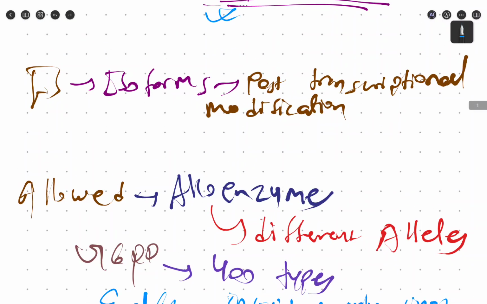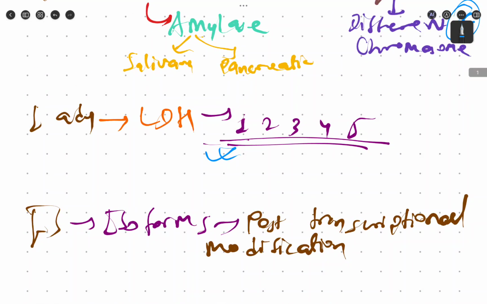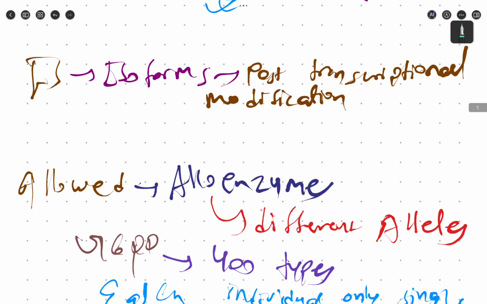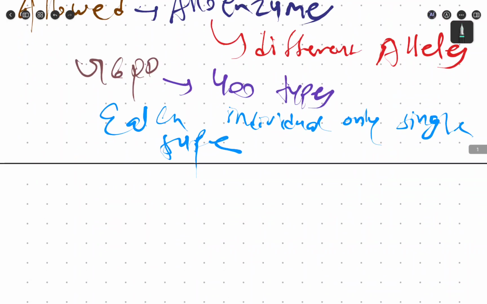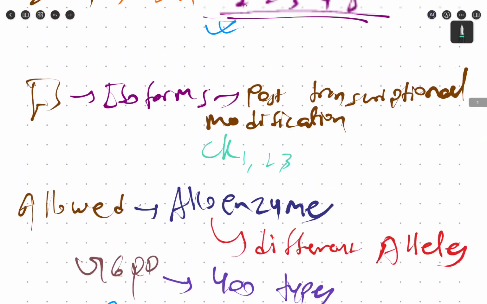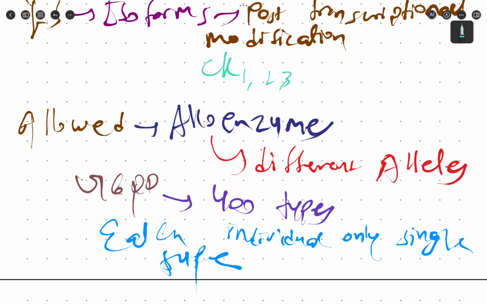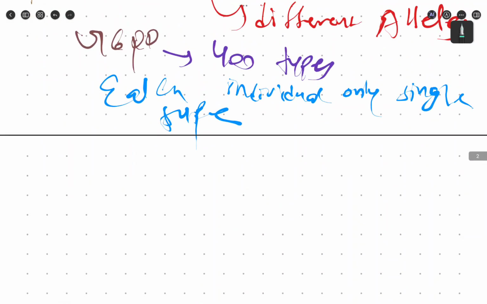Okay, so for isoforms, you need to know creatine kinase. It is found in 1, 2, and 3 types. All right. Now we have learned how they are formed. All right. So these are the different processes by which they are formed. Now, what are their characteristics?